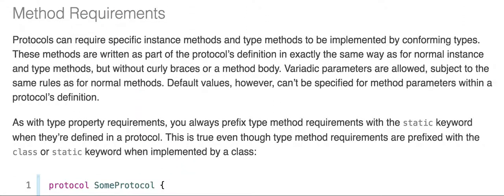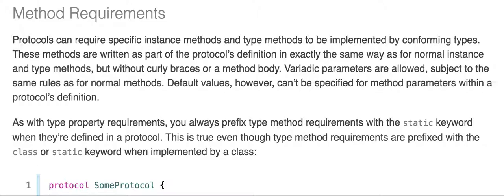Now, method requirements. Protocols can require specific instance methods and type methods to be implemented by conforming types. These methods are written as part of the protocol's definition in exactly the same way as for normal instance and type methods, but without curly braces or a method body. Variadic parameters are allowed, subject to the same rules as for normal methods. Default values, however, cannot be specified for method parameters within a protocol definition.